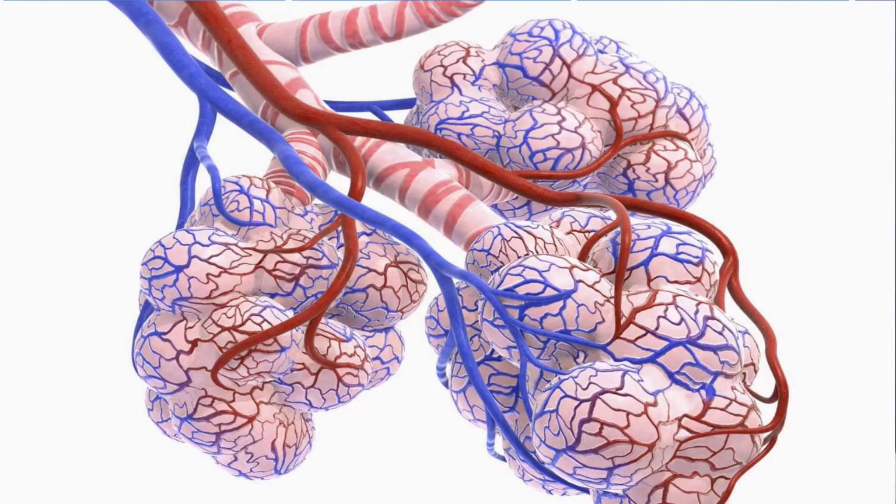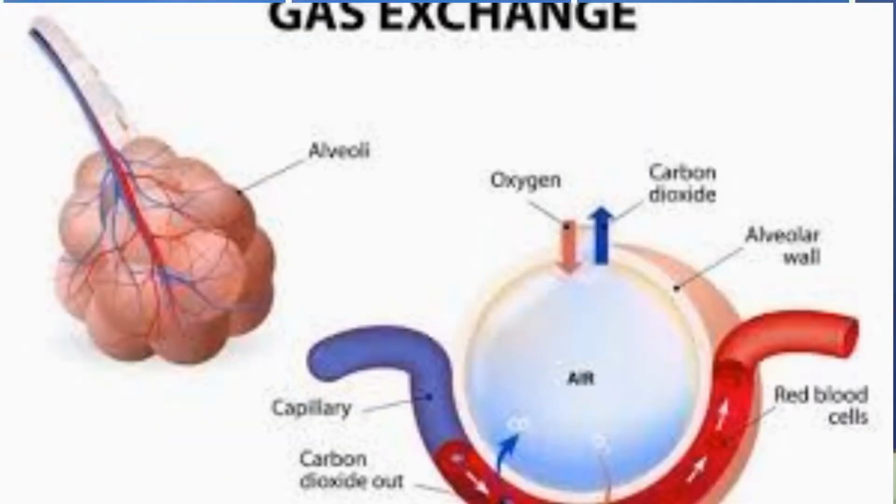Here you can see how gas exchange takes place at the alveoli. In the alveoli, the air has a high concentration of oxygen and a low concentration of carbon dioxide. But in the capillary, there is a high concentration of carbon dioxide and a low concentration of oxygen. So according to the concentration gradient, oxygen will diffuse into the blood, into the capillary, and carbon dioxide will diffuse from the capillary into the alveoli.